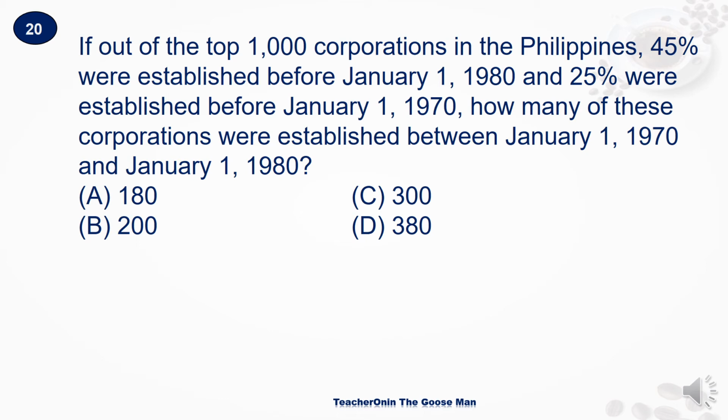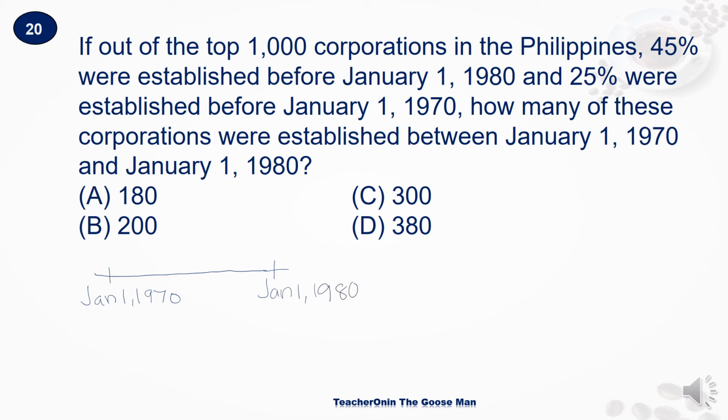So, the first technique here is again, we draw a number line, so that we have an idea kung nasaan talaga yung pinag-uusapan natin na dates. So, hindi naman actually number line, so simply draw a line of events. So, we have here January 1, 1970. And on the other end of the timeline, meron tayong January 1, 1980.